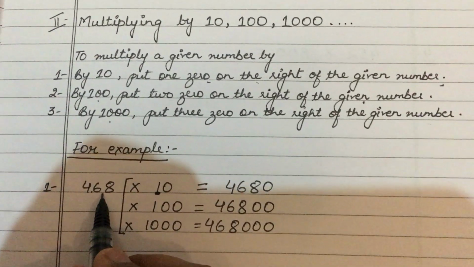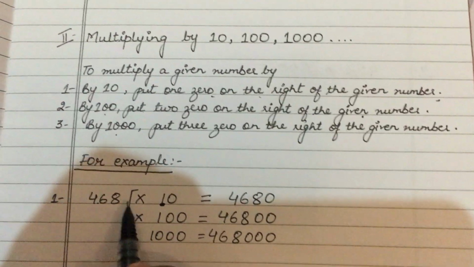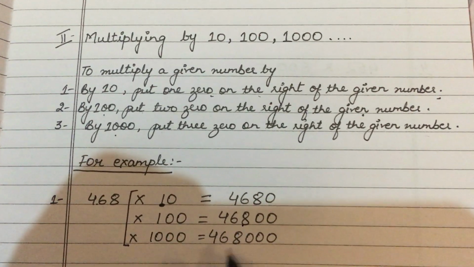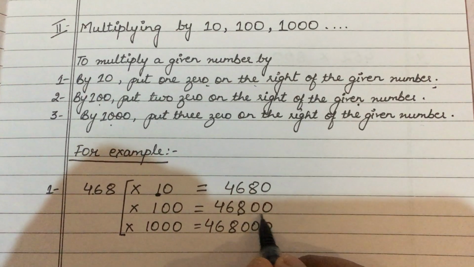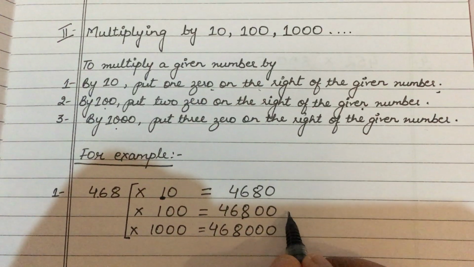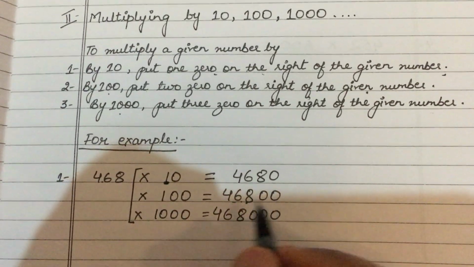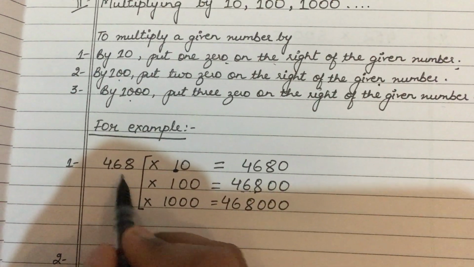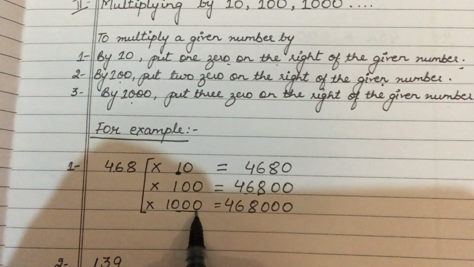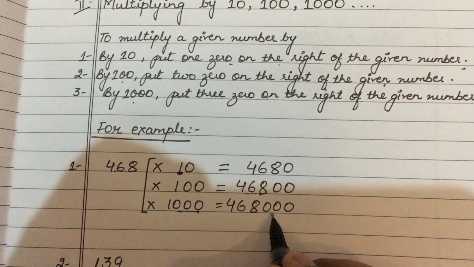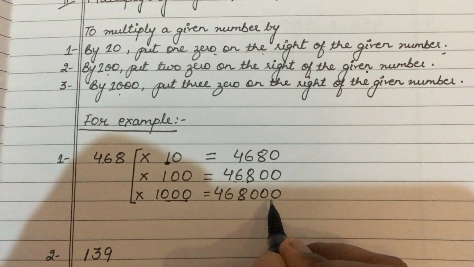Now if we have to multiply 468 by 100, again the digit here is 1, so any number multiplied by 1 is the same number. And this 100 has 2 zeros. So we will just add 2 zeros on the right side of the given number. So this is 46,800. Now if we have to multiply 468 by 1000, how many zeros does this 1000 have, children? 3 zeros. So we will just add 3 zeros on the right-hand side of the given number.